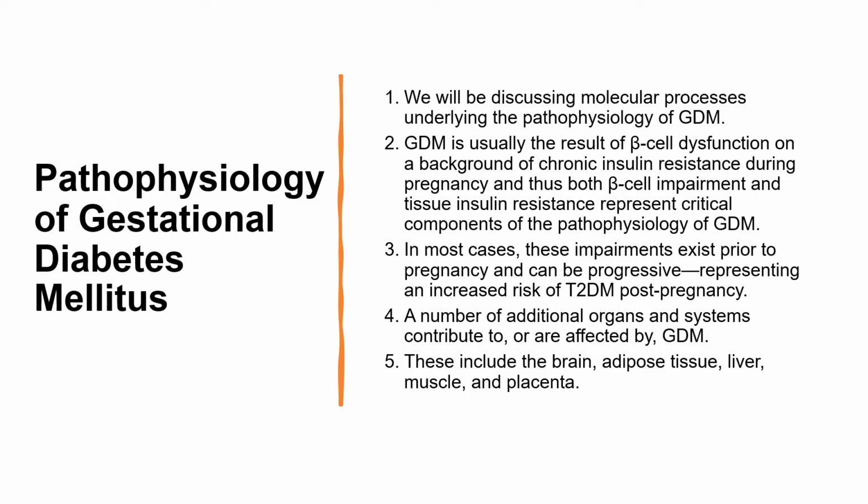GDM is usually the result of beta cell dysfunction on the background of chronic insulin resistance during pregnancy, and thus, both beta cell impairment and tissue insulin resistance represent critical components of the pathophysiology of GDM. In most cases, these impairments exist prior to pregnancy and can be progressive, representing an increased risk of type 2 diabetes mellitus post-pregnancy. A number of additional organs and systems contribute to or are affected by GDM. This includes the brain, adipose tissue, liver, muscles, and placenta.